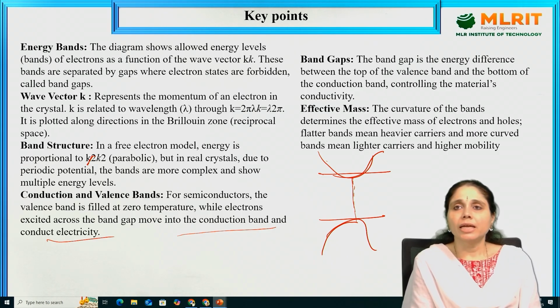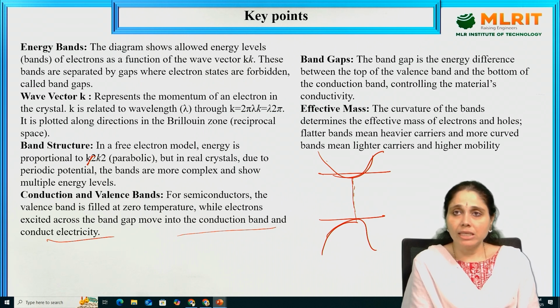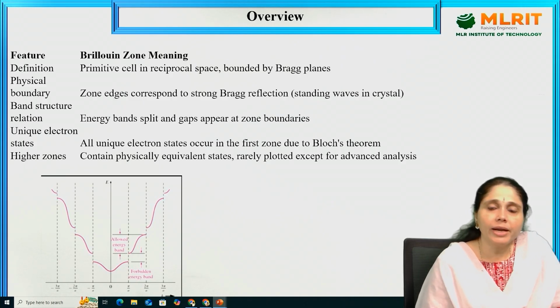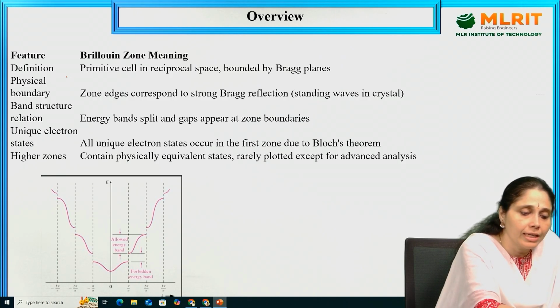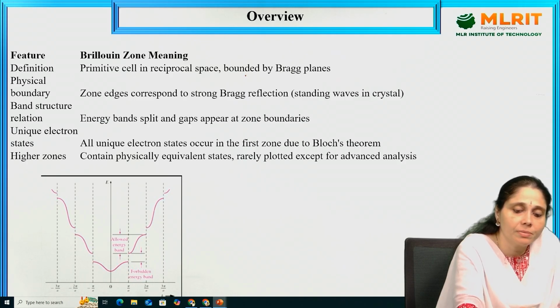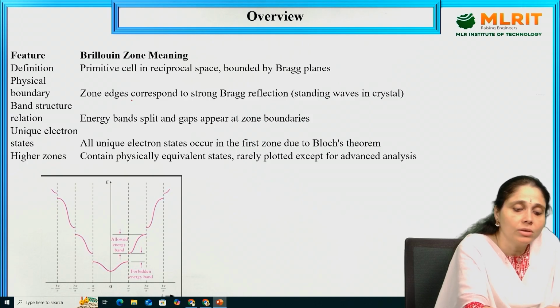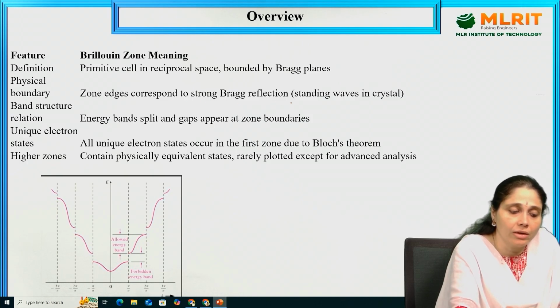Effective mass. The curvature of the bands determines the effective mass of electrons and holes. Flatter bands mean heavier carriers, and more curved bands mean lighter carriers and higher mobility. So see here, this is the Brillouin zone or EK diagram. This is the definition: primitive cell in reciprocal space bounded by Bragg planes. Physical boundary: the zone's edges correspond to strong Bragg reflection.